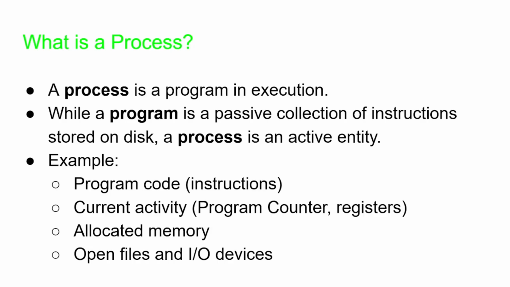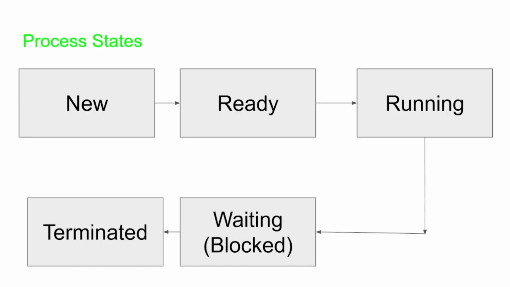For example, when you open Chrome in the OS, it creates a process that includes the program code, like instructions, the current activities, that's the program counter and registers, the allocated memory, and the open files and IO devices. If you open multiple browser windows, each window may run as a separate process or a thread in a group.